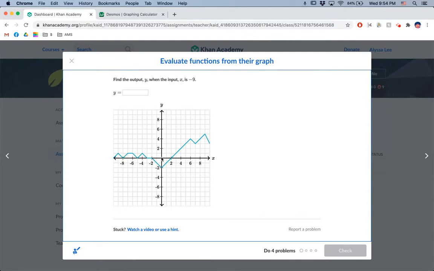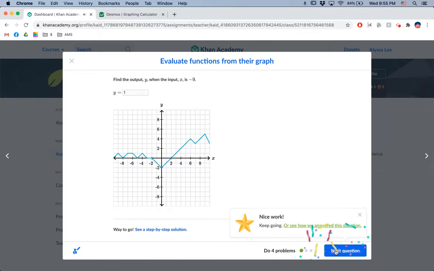So you're just kind of reading the graph here. The blue graph will have a point at -9, comma -1. Sorry, -9, comma +1, right? So -9, +1. So when your x value is -9, your y value is +1. That's all it is, right? Inputs, outputs, x values, y values.